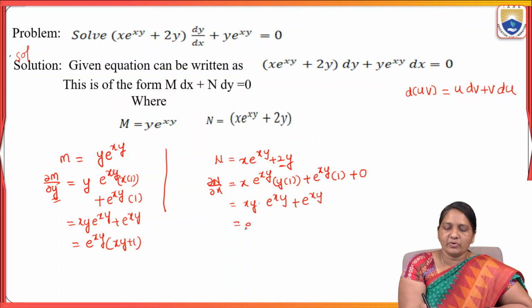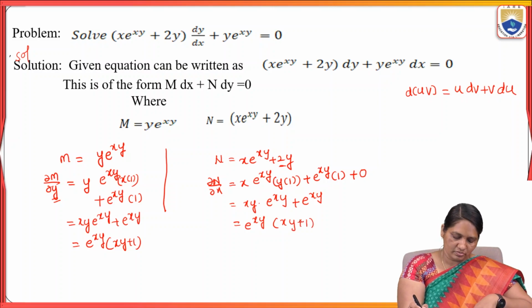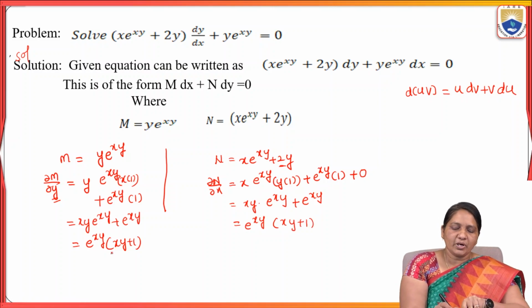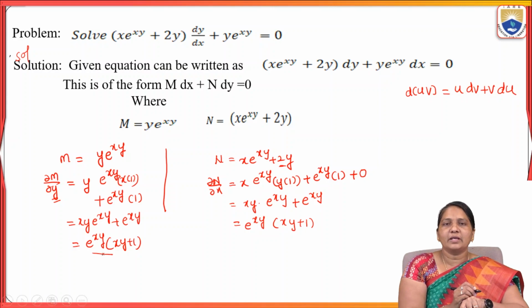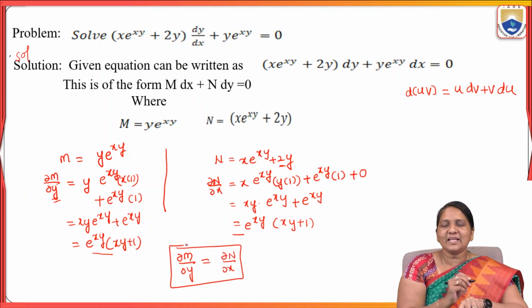Now I am taking e power xy common, so then xy plus 1. So dou m by dou y value is e power xy into xy plus 1, and dou n by dou x value is also e power xy into xy plus 1. So dou m by dou y is equal to dou n by dou x. Therefore, this is an exact differential equation.